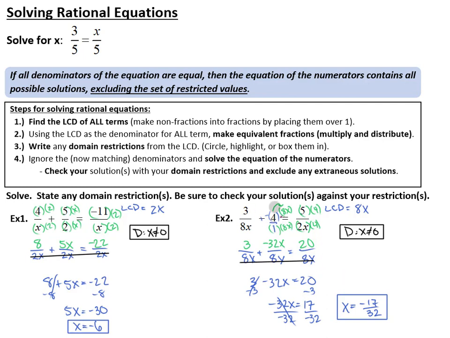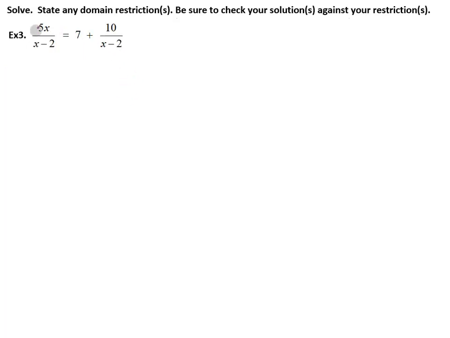Of course, we could plug back in with maybe a calculator or some technology to make sure our answer is correct, but it at least is not a restricted value, which will sometimes help you on those multiple choice problems. You can usually exclude some answers right away. Okay, we have a few more of these to do.